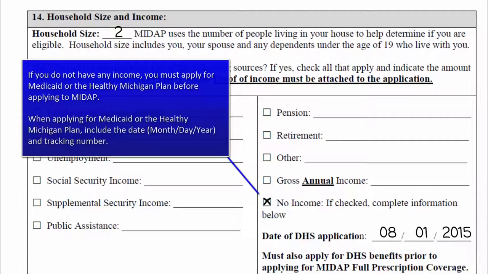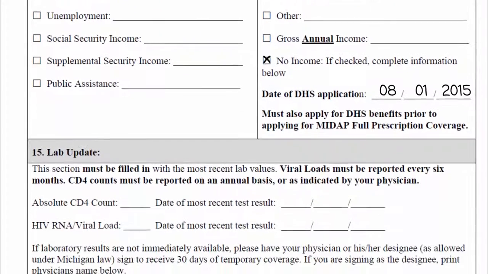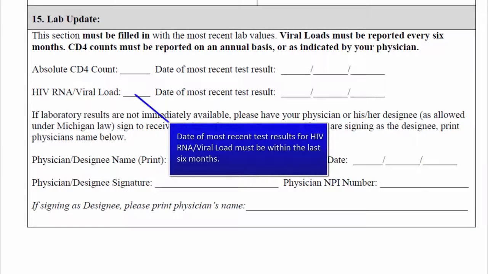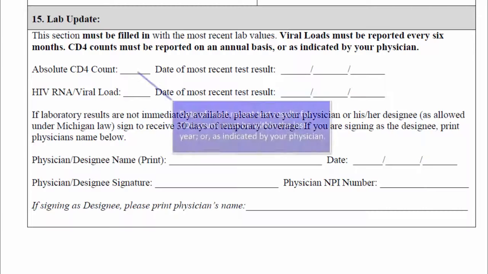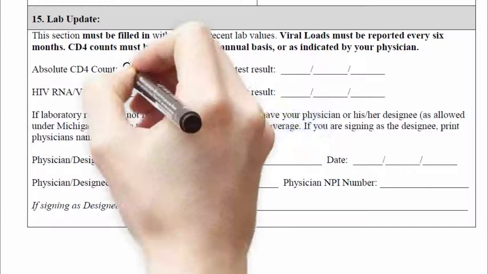Also include the tracking number that Medicaid provided to you when you applied. Remember that when you submit your application, you will also need to include proof of income. Question 15 is asking for you to provide your viral load and CD4. Your viral load must be filled in with the most recent lab values, which must be within the last 6 months. Your CD4 must also be filled in with the most recent values, which must be within the last year or as indicated by your physician.